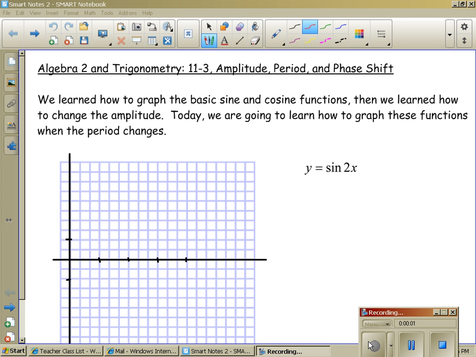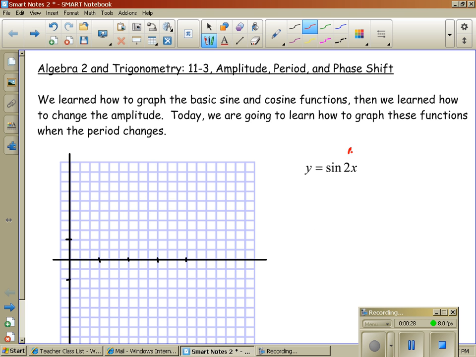In the last two sections we learned about graphing trig functions, and we also learned about amplitude. This time we're going to learn about the period. So we talked about the amplitude, the number that goes in front of the trig function, like 2 or 3. Then the amplitude would go up to 2 and down to -2. In this case we're going to talk about the period.